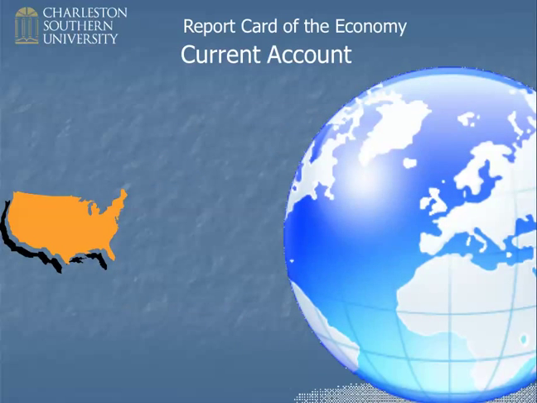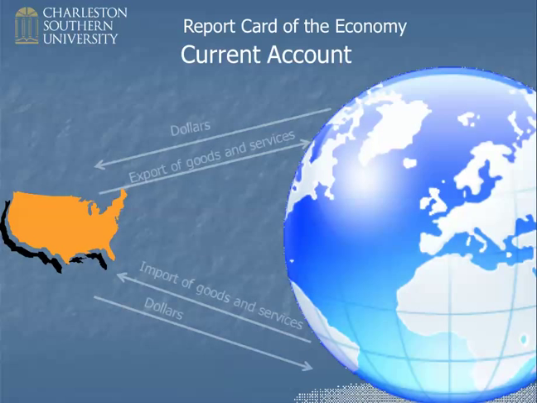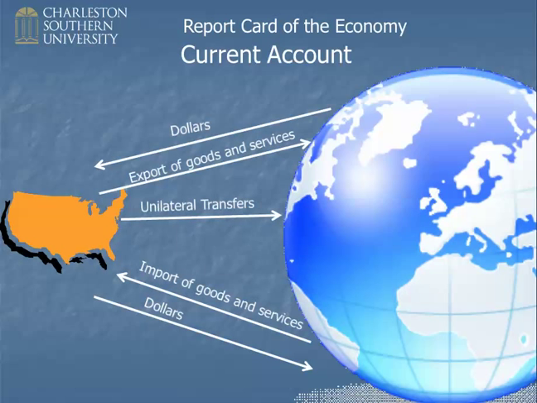Alright, so the next account is called the current account, and this one's a little harder. So the current account is everything that was in the balance on goods and services, plus the current account includes unilateral transfers. Now, what's a unilateral transfer?